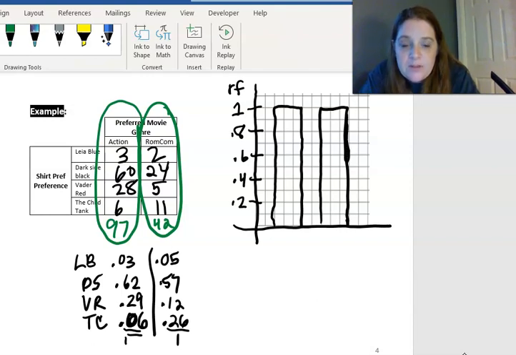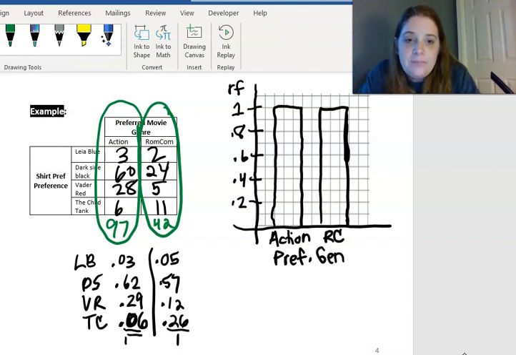All right, so 2 bars that are 100% tall. This first bar is going to be action, and the second bar is going to be romantic comedy. And then remember that the variable needs to go on there as well. That would be preferred genre.